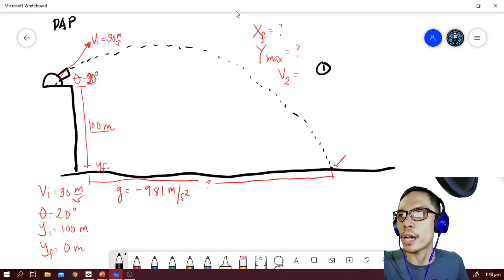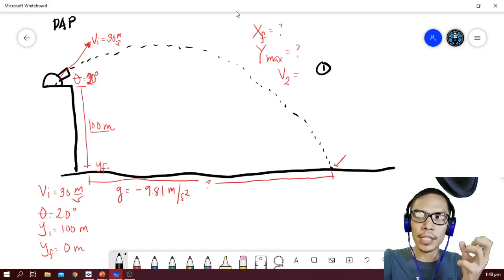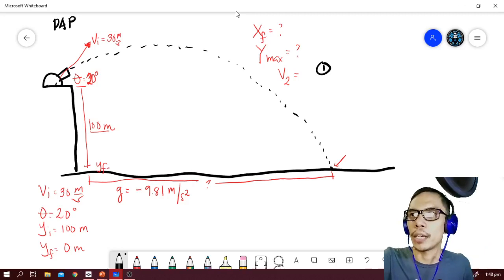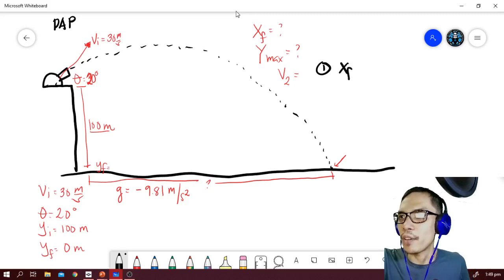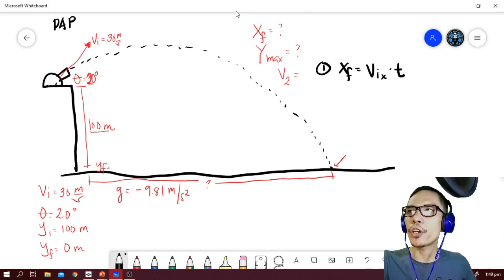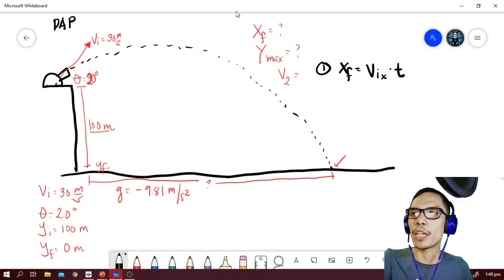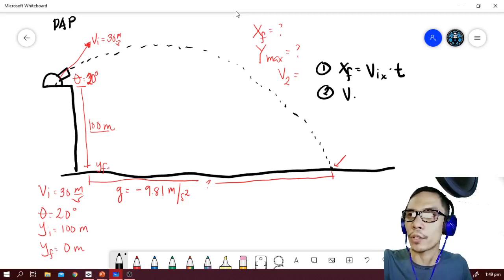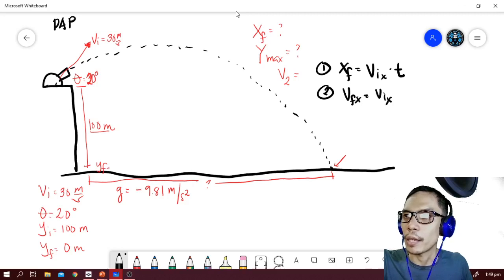So number one is the velocity or the x. Alright, so x direction formulas. We have x sub f is equal to v sub ix times time. So this is your horizontal or x displacement formula. Next one, number 2, is the velocity formula for x. So we have v sub x is equal to v sub ix.